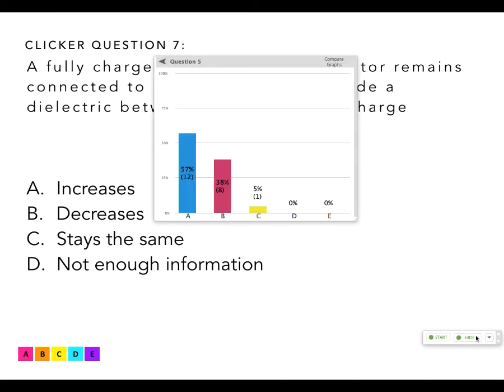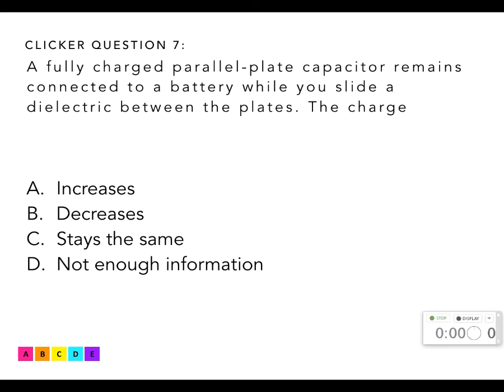Okay? Discuss. So if the capacitance and the voltage stay the same, everything is still the same.